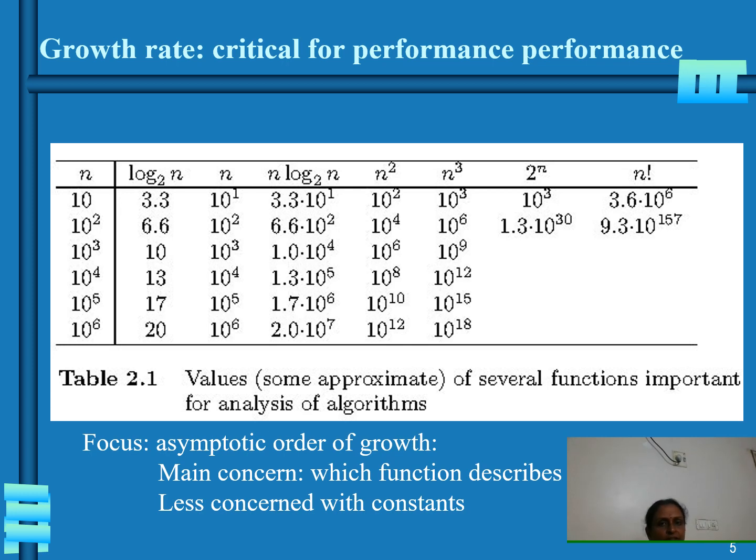As you increase the value of n, the typical orders of growth are log n, n, n log n, n squared, n cubed, 2 power n, and n factorial. We call this the asymptotic order of growth. You have to identify which function describes the order of growth. So you ignore constant values and other function terms, and consider only the function which describes the order of growth.